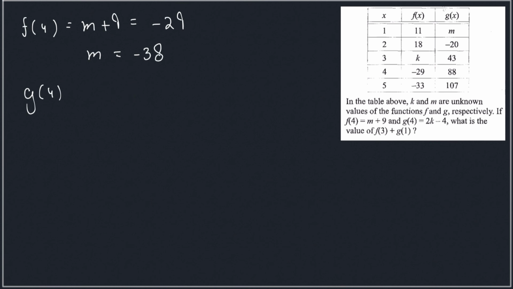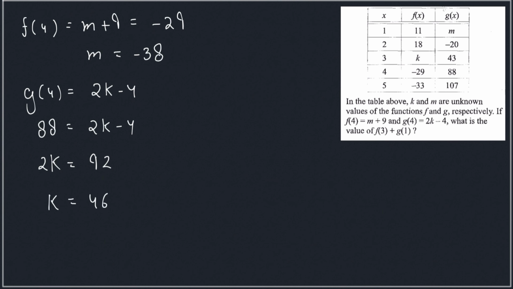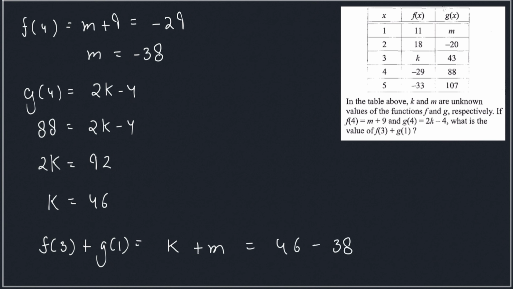Similarly, we can find the value of k by using g of 4 as 88. 2k minus 4 will be equal to 88, therefore 2k will be equal to 92, or k will be equal to 46. Now to find the value of f of 3 plus g of 1, all I need to do is add k and m. It will be 46 minus 38, or 8.